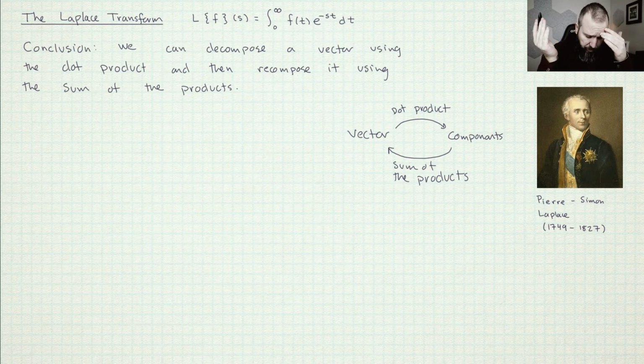So here's the conclusion. You can always take a vector, and then you can use the dot product to decompose that vector into a bunch of components, just like a list of numbers. And then you can use this sum of the products logic in order to take all of your components and turn that back into a vector.